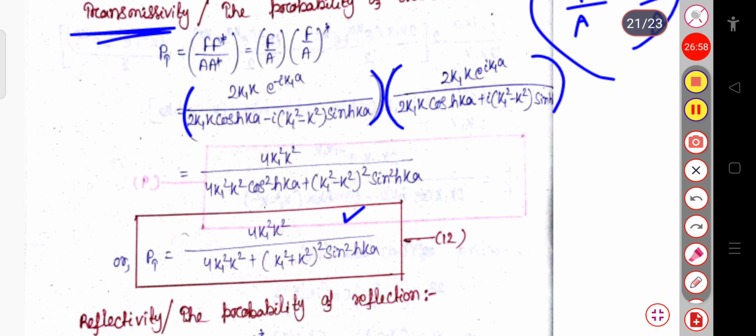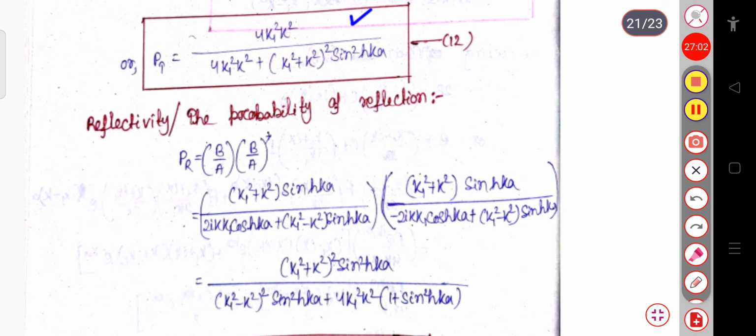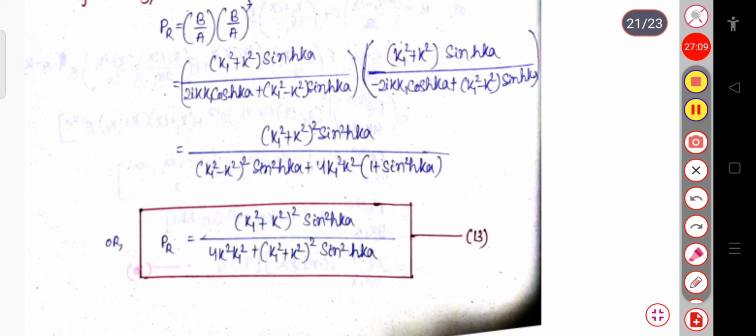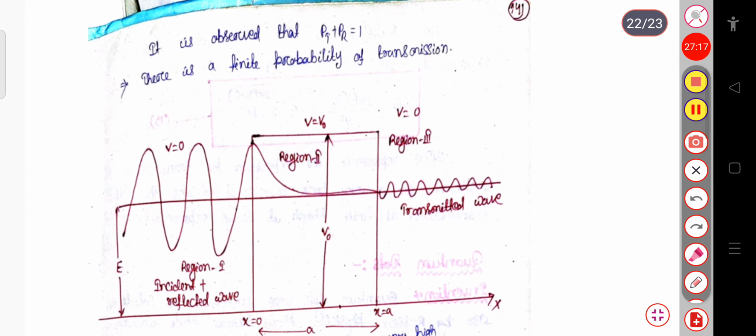And similarly for the probability of reflection, you can calculate B by A into B by A star. Now if you substitute these values and calculate, you will get the value of the probability of reflection equal to this much. Okay. So now from this observation, you can see that PT plus PR is equal to 1. It means that there is a finite probability of transmission, that is the transmission coefficient plus the reflection coefficient equal to 1.